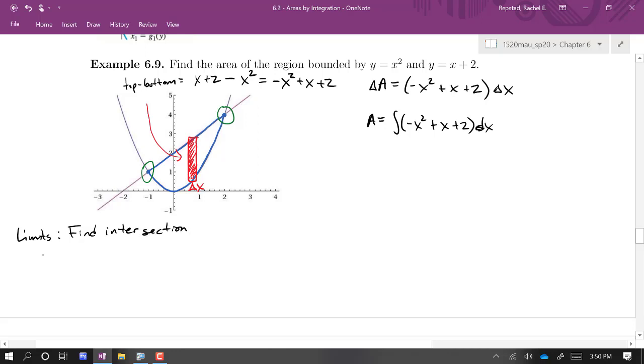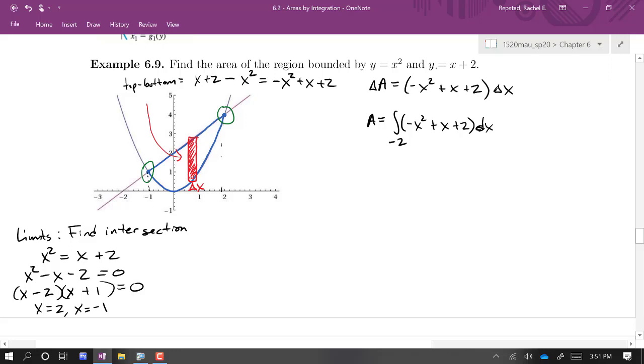So we want to know where is x squared equal to x plus 2. This is a quadratic. x squared minus x minus 2 is equal to 0. I think this will factor, but you could also use the quadratic formula or complete the square if you like. Minus 2 plus 1. So we get x equals 2, x equals negative 1 for our limits. And that seems to jive, right? That kind of looks like where these line up here. So we're going to integrate from negative 1 to 2. Whoops, negative 1 to 2.